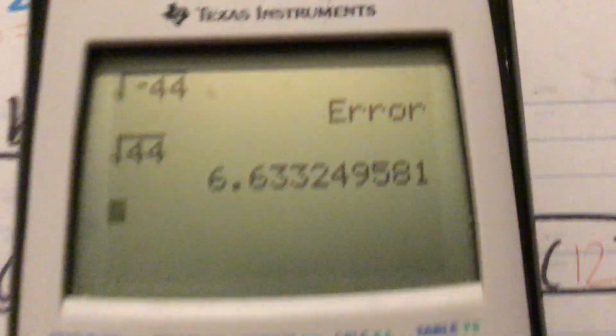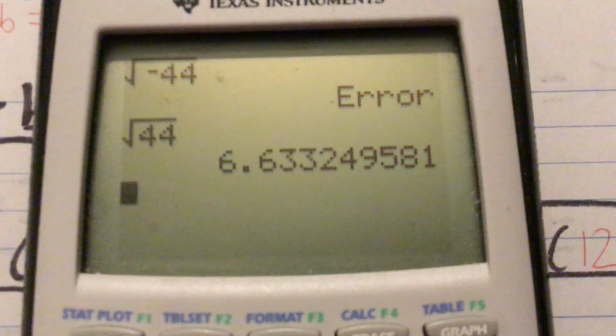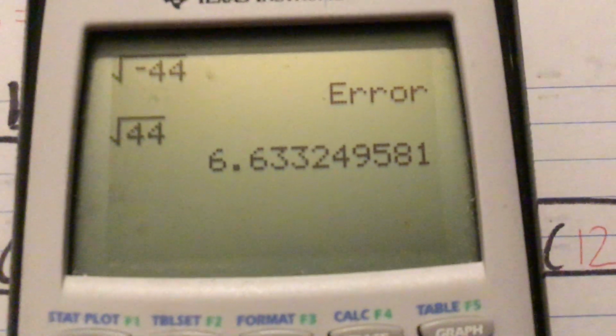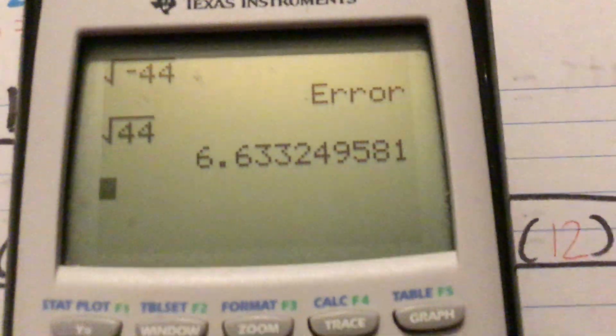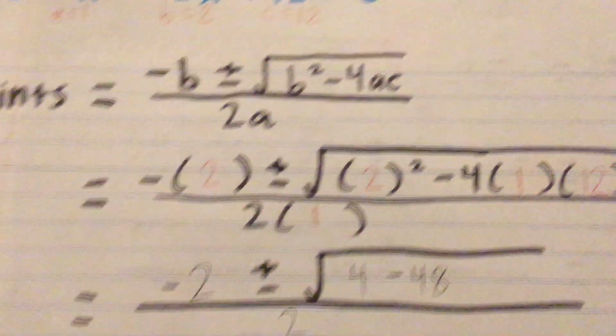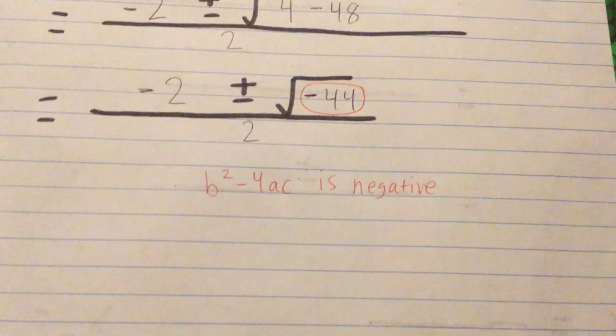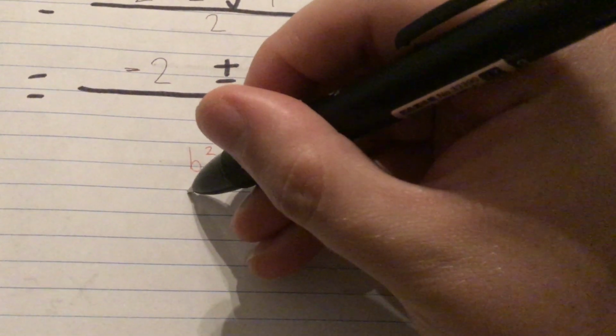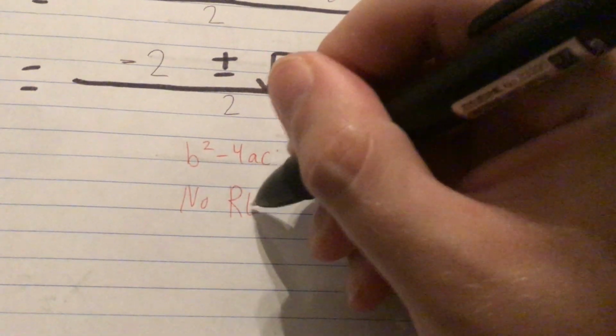But if I did it with the negative, there's no number that repeats itself that will get a negative number. A negative times a negative is a positive, times a positive is a positive. So that's why b squared minus 4ac is negative. Therefore, there is no real solution.